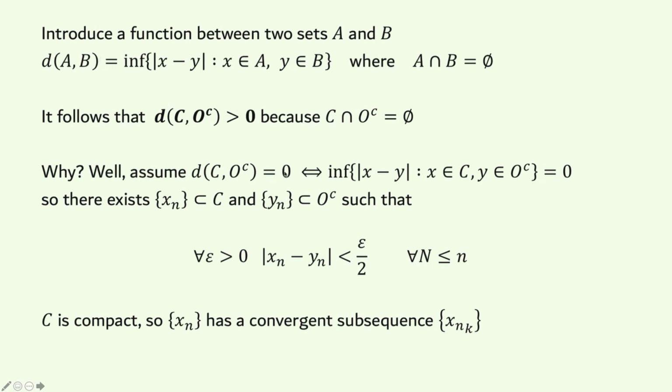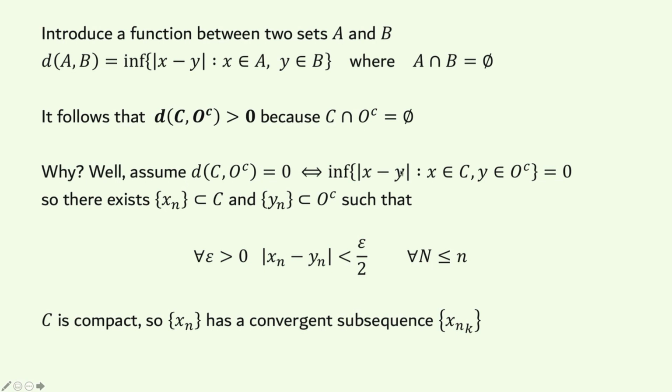So we'll actually assume this to be 0, which is equivalent to saying that the infimum of all the |x - y| such that x is in C and y is in O complement is equal to 0, because that's the definition of this. And so what does this mean?